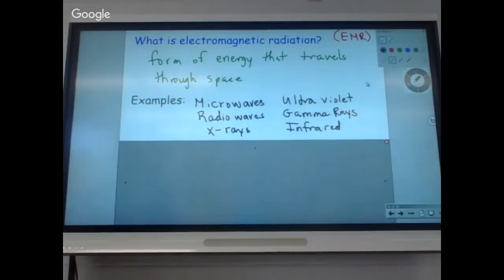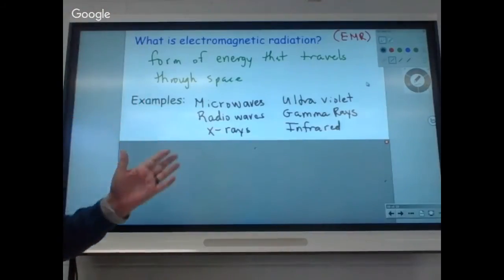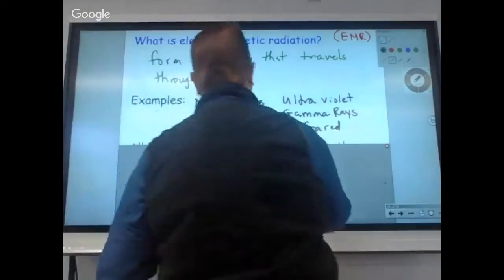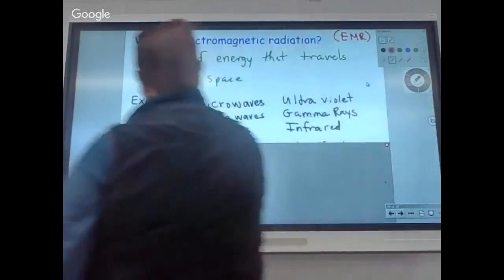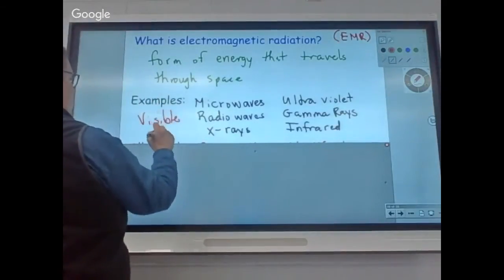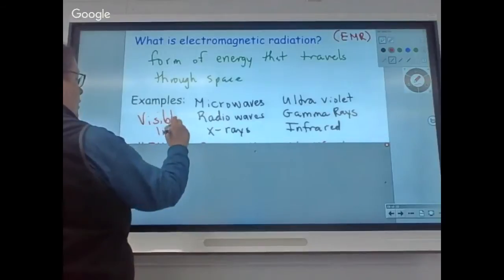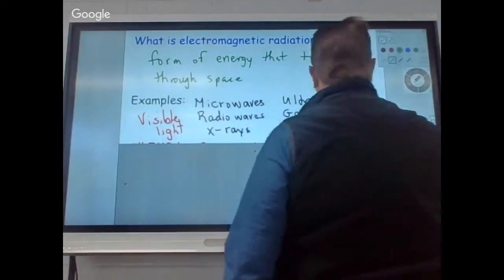Visible light. That's correct. It's got a little tiny section, and then it's pulled out at the bottom. But the only one we see is visible light. And I've got some other stuff on it in a few minutes. Now, how do we tell the difference between all of those?